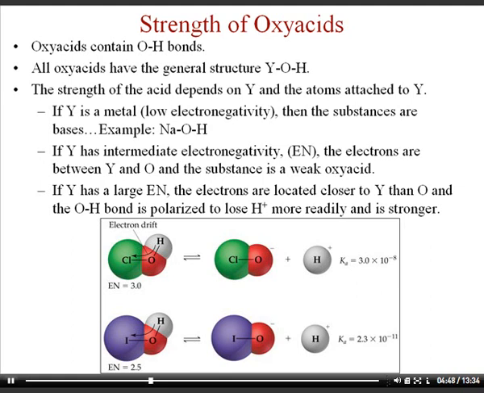So if you look at the example down below with the picture, we have chlorine bonded to oxygen bonded to hydrogen, and then it's in equilibrium with the ClO group and then the hydrogen ion, and you can look at the Ka value as 3 times 10 to the negative 8th. The electronegativity of the chlorine is 3.0, and so there's a lot more electron drift towards the O and the Cl, and then the hydrogen falls off in the solution.